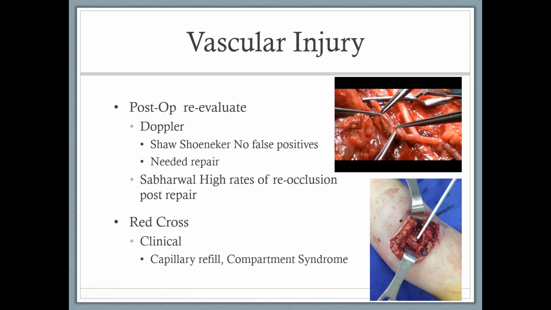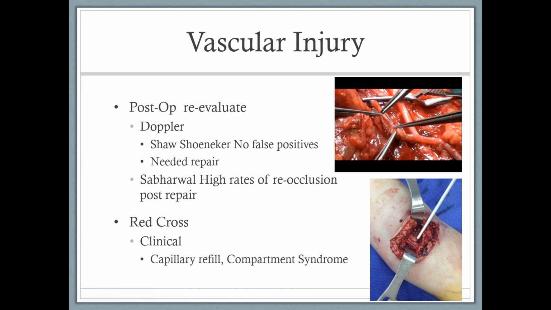What are we going to do? We're going to reduce this elbow first. Having done that, reevaluate. And if the pulse at that point is still absent, then one is faced with a decision as to whether or not to take anything further. So if at that stage we find evidence on Doppler that there is no distal pulse, then Shaw and Schunecker proceeded and they found that there were no false positives with Doppler. And they went on to do vascular repair.